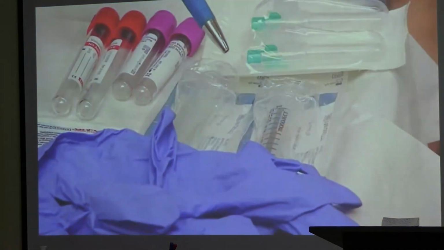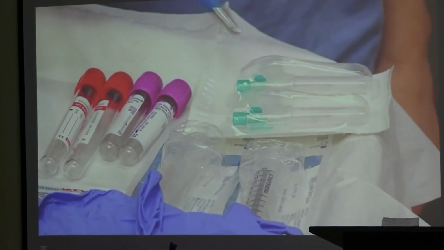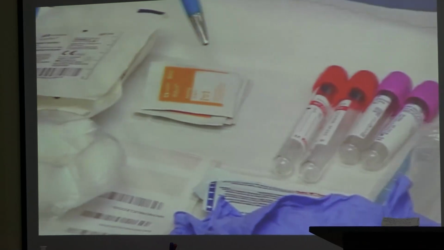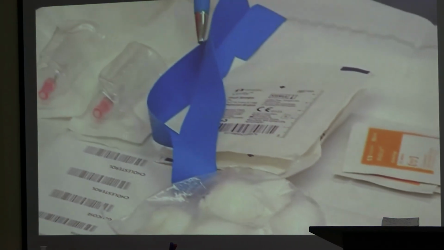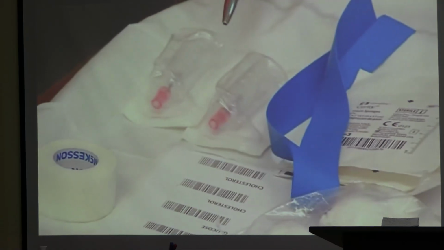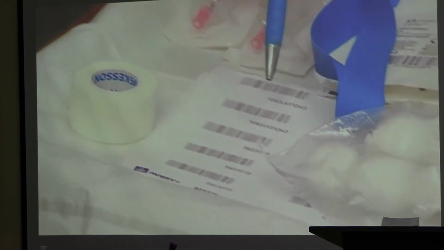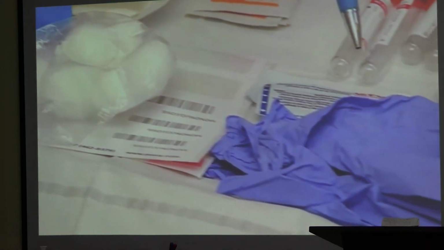Typically, you'll need a syringe of appropriate size with a 21 or 22 gauge safety needle, vacuum tubes for the test ordered, 70% isopropyl alcohol pads, gauze pads, a tourniquet, a safety transfer device, hypoallergenic tape, a permanent marking pen for printed labels, and a fluid impermeable lab coat and disposable gloves.